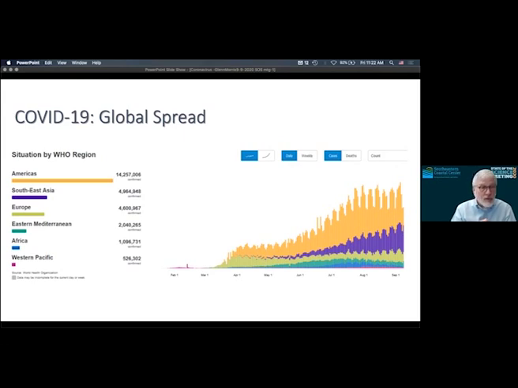Europe is holding pretty steady. Eastern Mediterranean dropping some. But again, we're really talking about the Americas, and again, in particular, Brazil and the United States. Next slide.